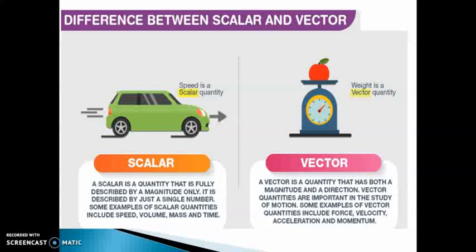Now in opposite to this, coming to vector. A vector is a quantity that has both a magnitude and a direction. Vector quantities are important in the study of motion. And some examples of vector quantity include force, velocity, acceleration and momentum. So vector is a quantity that requires number as well as direction. So I hope now scalar and vector is clear to you.